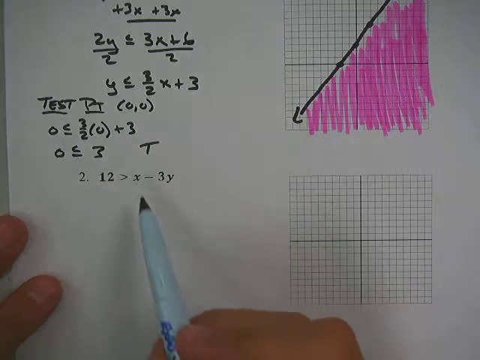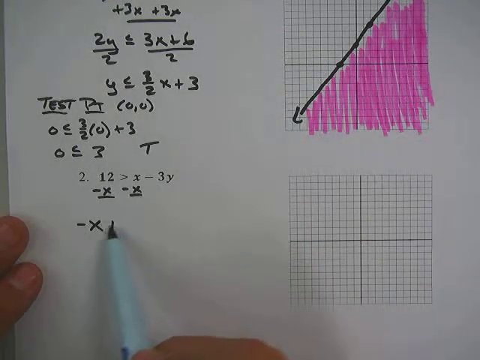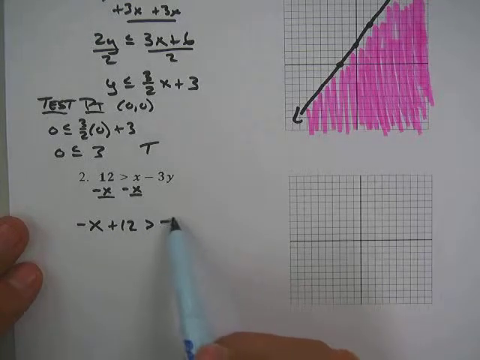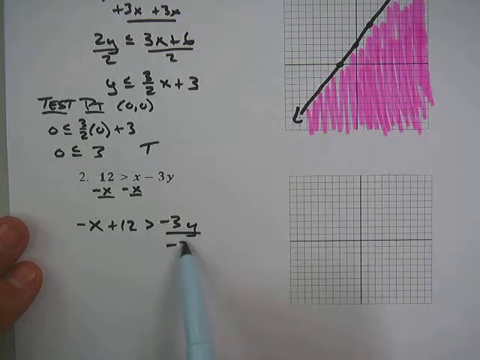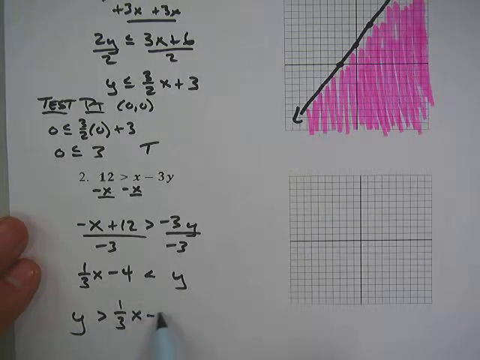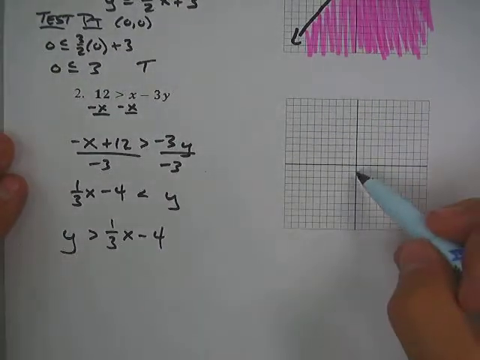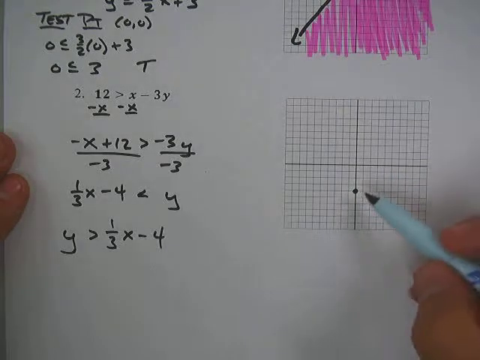Okay, so let's take a look at another one. What about this one down here? So I'm going to convert this one also to slope-intercept form. So I'm going to subtract x. We get negative x plus 12 greater than negative 3y. And divide by negative 3. Now I'm dividing by a negative, so my sign has to switch. Negative over negative makes a positive, so it's 1/3 x, and positive over negative makes a negative. So if I just flip it around, y is greater than 1/3 x minus 4.